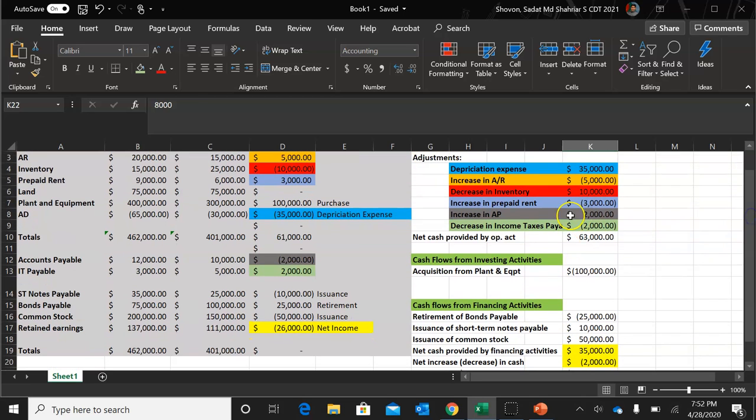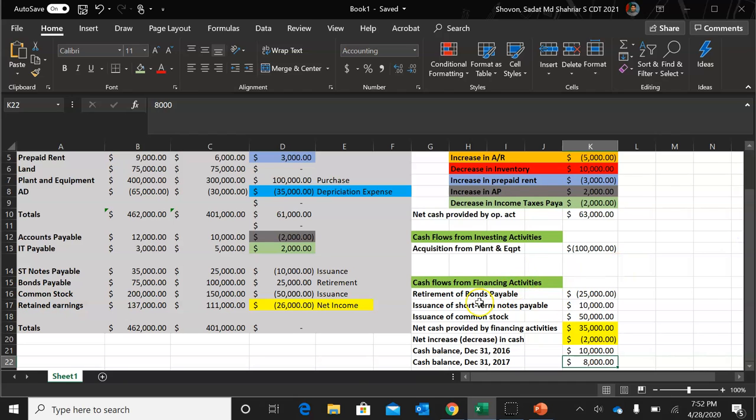To go further from this, I also found out the cash flows from investing activities. So our investing activities was only plant and equipment, that was our purchase, and that was a positive $100,000. That means in the cash flow statement it should be a negative value. That gives us a negative $100,000 here.